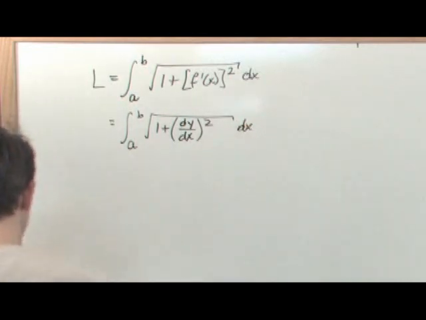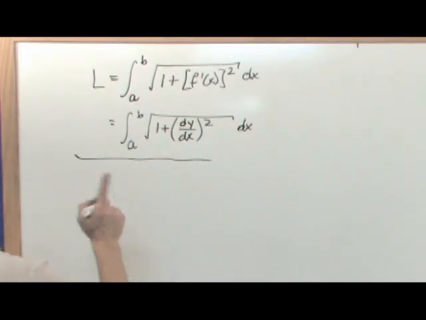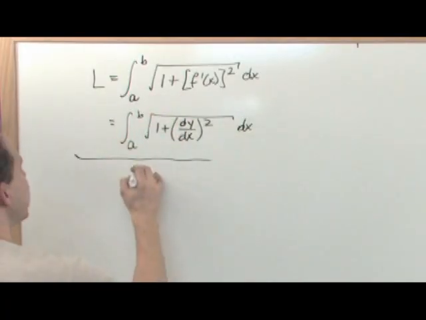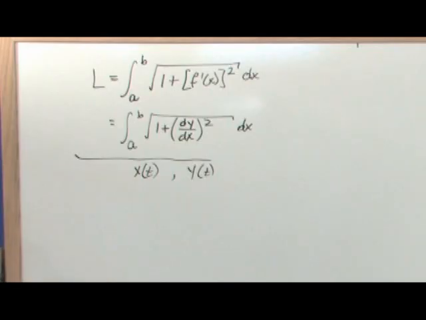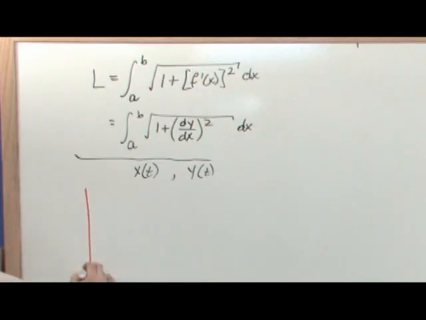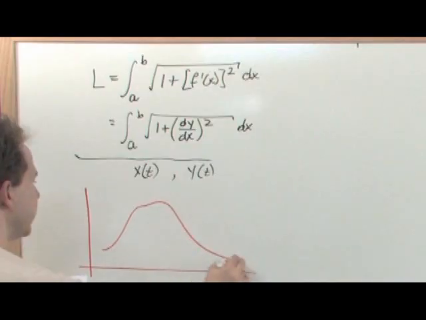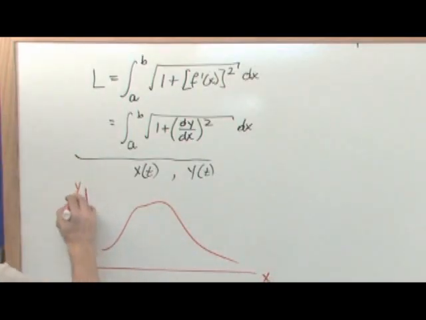Okay? All right. Now, what we want to do is find an equivalent expression when the function is not given in terms of f of x, but in terms of x of t and y of t. Or it could be any variable here, but we usually call it t. So let's draw a little picture, okay? We're going to have some function. Let's say it goes up like this and it goes down, whatever this function looks like. This is x and this is y, okay?